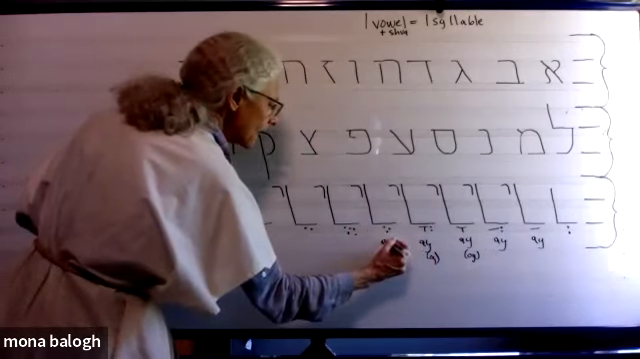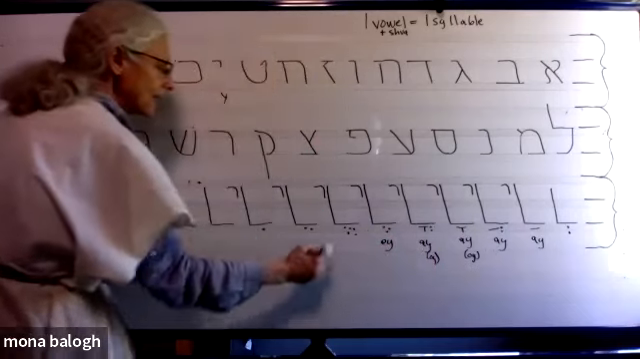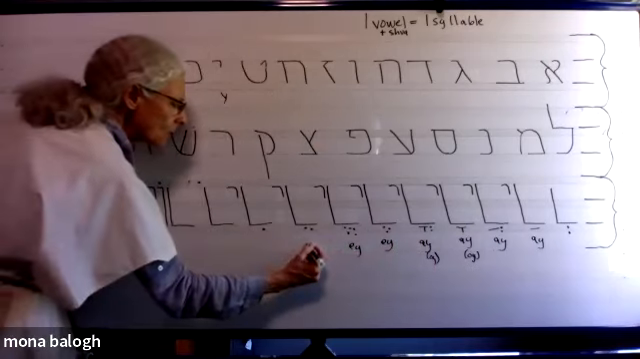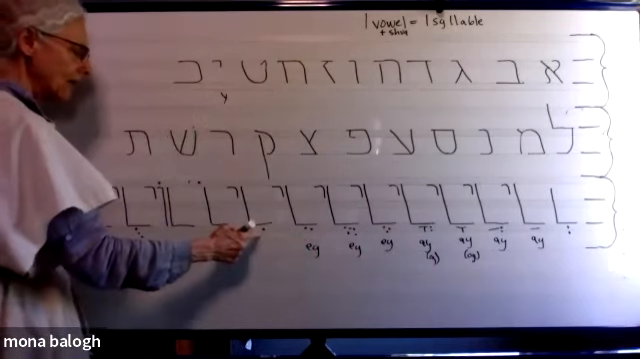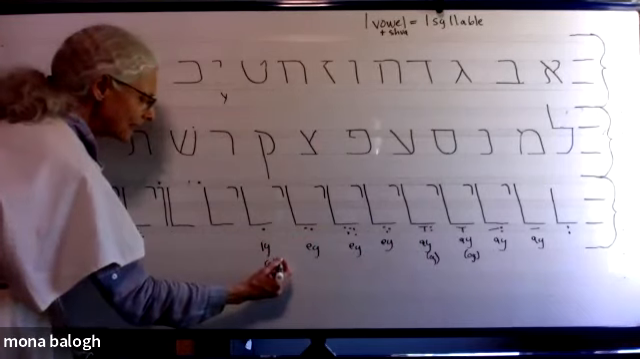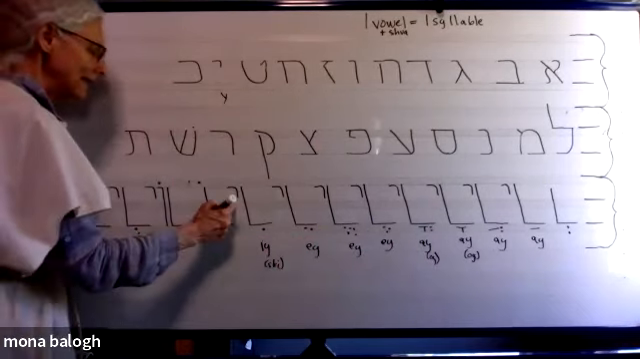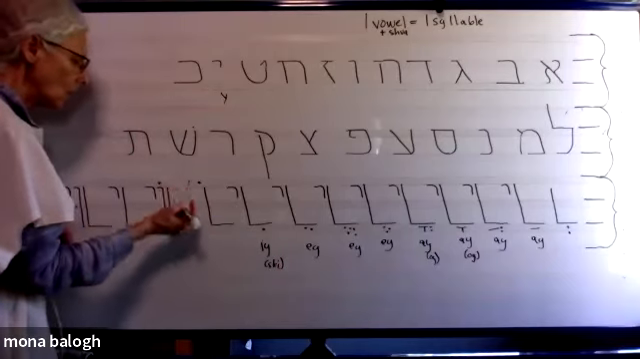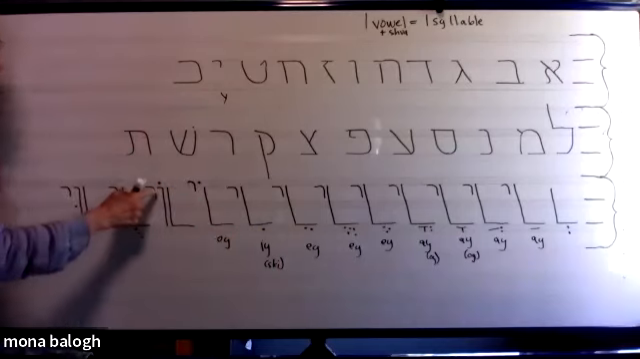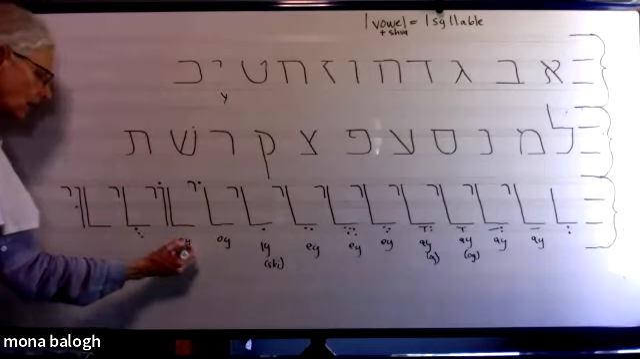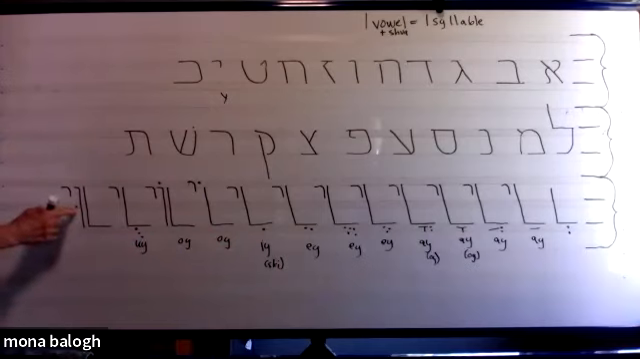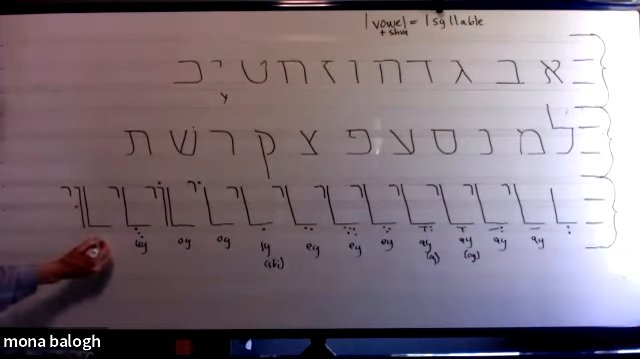Segol yud, and that makes it long a. Hatef segol yud, a. Seire yud, also a, same sound. Hirek yud, e, as in ski. Instead of I, it's e. Holam, well, let's make a holam yud. Let's just do it this way. Oi. Vav o yud, oi. Kubutz yud, oi. And shurek, or vav u yud, oi.